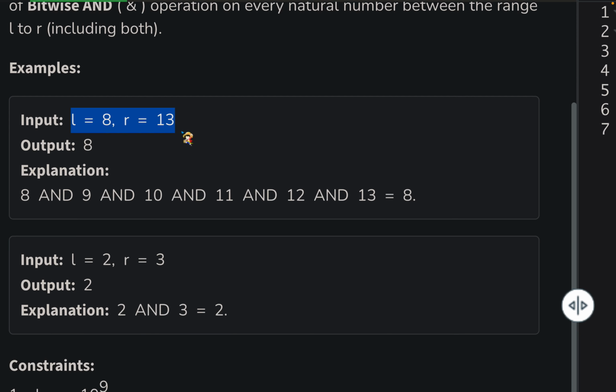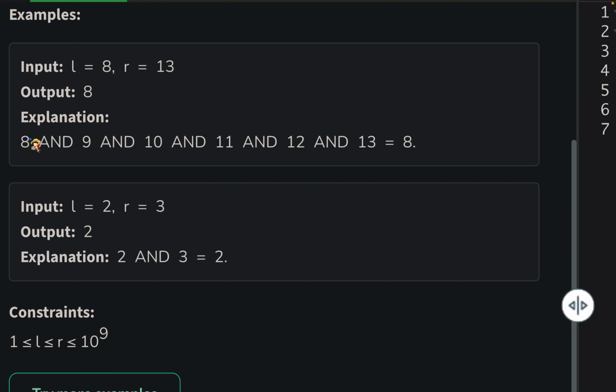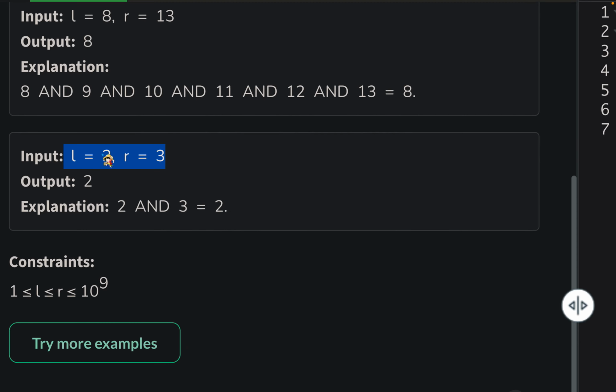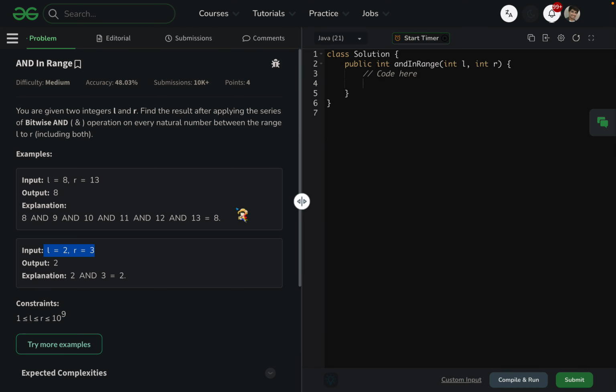We have L, R as 8, 13. So we took 8, 9, 10, 11, 12, 13, and ultimately what we got is the result as 8. Same goes with example number 2, 2 to 3. That means AND of 2 and 3, which gives us 2. So that's nice. So how can we do this?